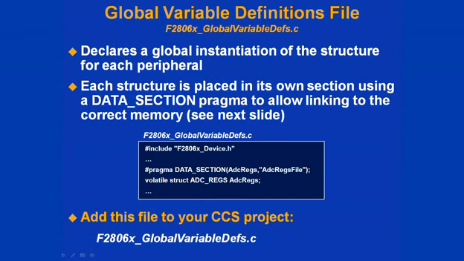The global variable definition file declares a global instantiation of the structure for each peripheral. Each structure is placed in its own section using the data section pragma to allow linking to the correct memory. The second step for using the header files is to add f2806x_global_variable_defs.c to your project.